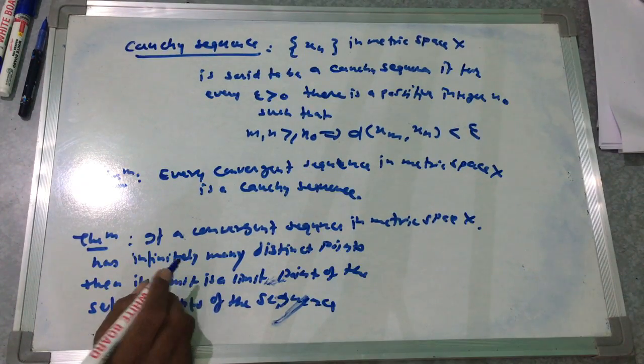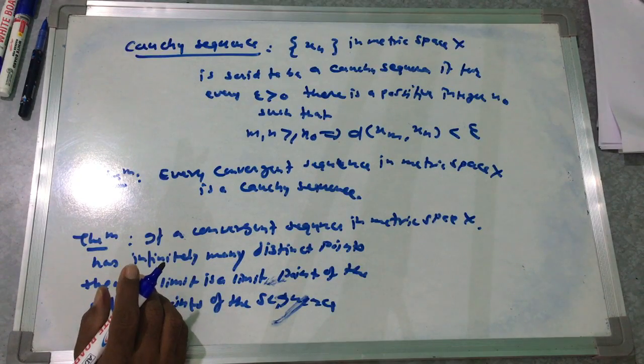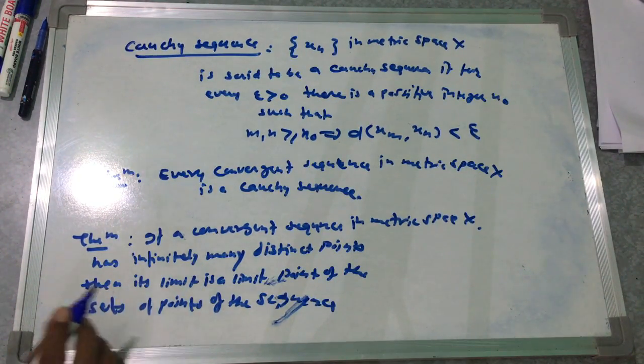So a convergent sequence in a metric space has infinitely many distinct points, then its limit is a limit point of the set of the points of the sequence.